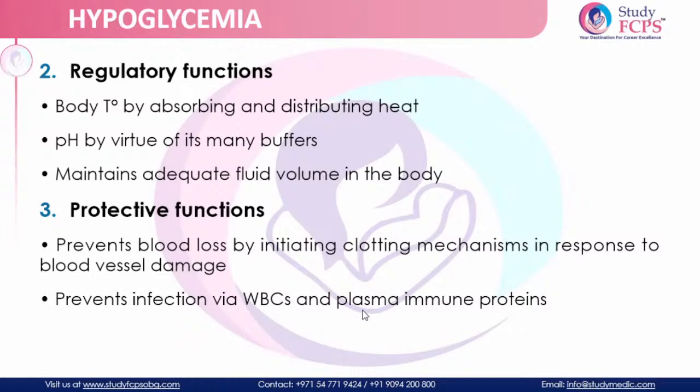And number three is protective functions. In protective functions, basically the coagulation cascade and WBCs are important. In the coagulation cascade, platelets prevent blood loss by initiating clotting mechanisms in response to blood vessel damage. And in infections, WBCs protect the body against infections, and the plasma immune proteins are also important in this function. So these are the main three types of functions that blood performs in our body.